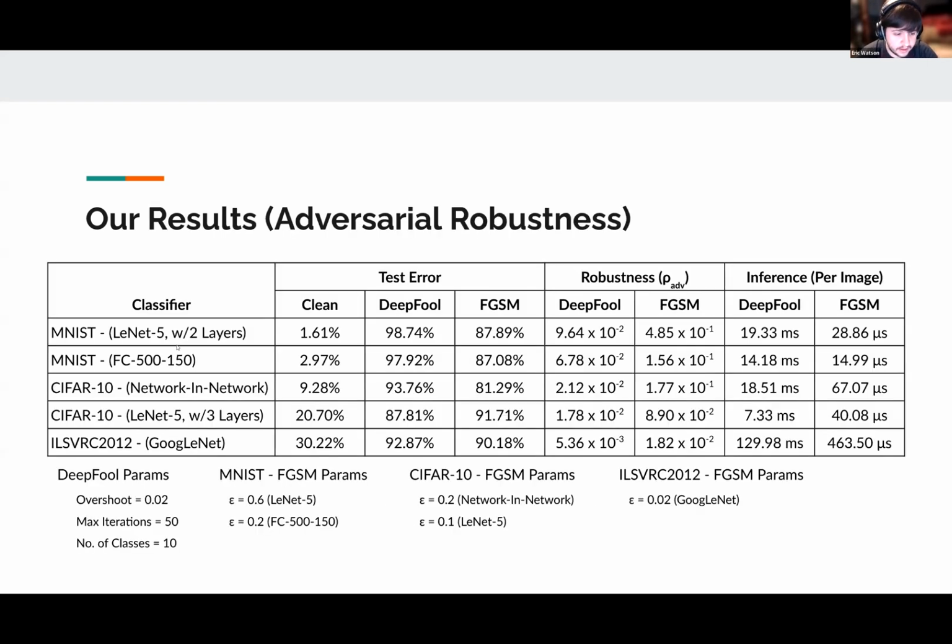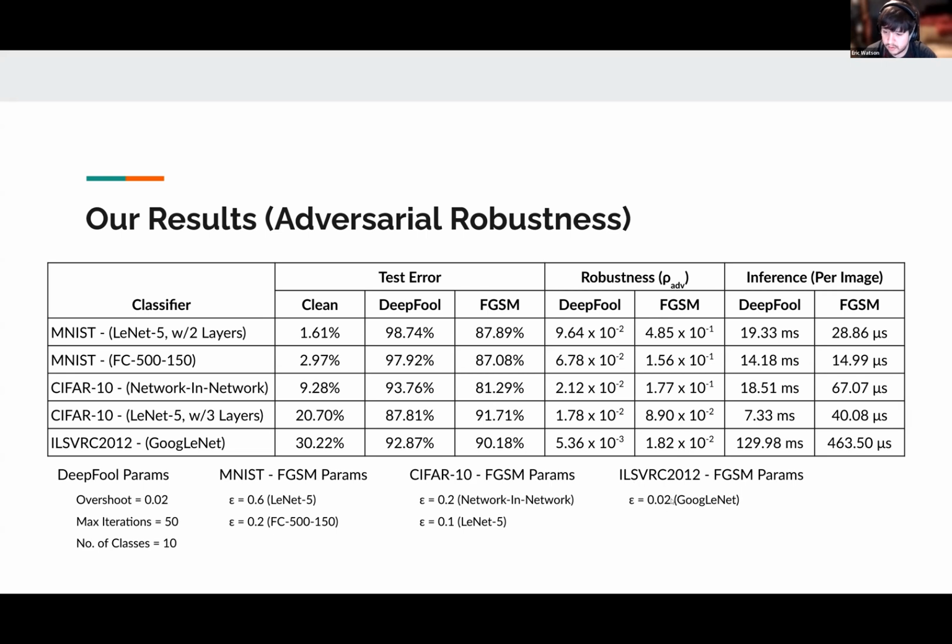So for our results, we tried choosing epsilon values for the FGSM method that would lead to at least almost 90% misclassification. These were the epsilon values we used: 0.6 for LeNet-5 on MNIST and 0.2 for the fully connected. And for CIFAR-10, it actually just needed a small epsilon, like 0.2 for Network in Network and 0.1. I didn't further increase it for Network in Network because it was more robust to FGSM. We stopped at 0.2 because it wasn't really increasing much the further the epsilon value went.